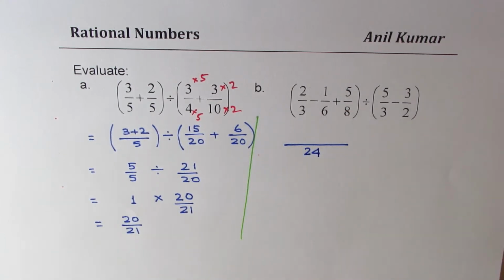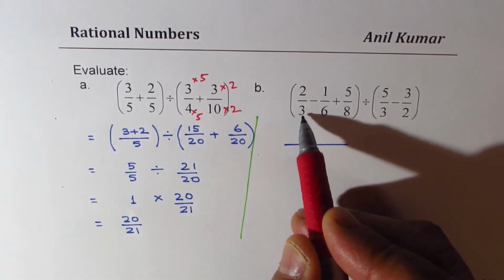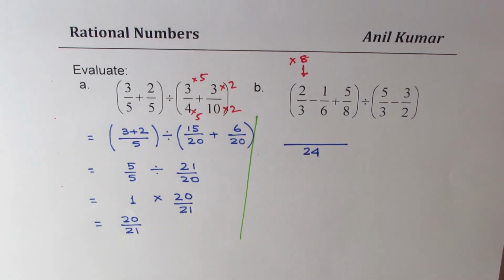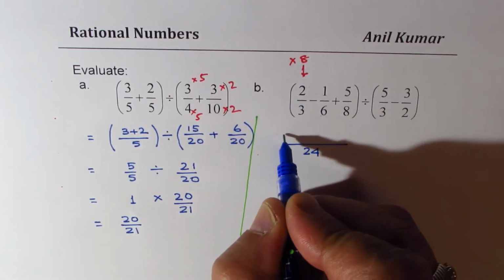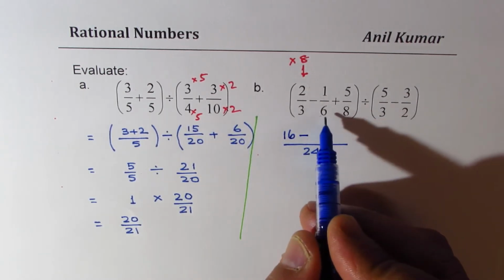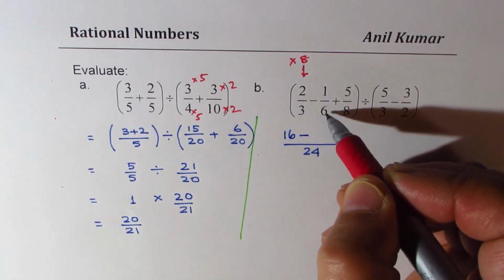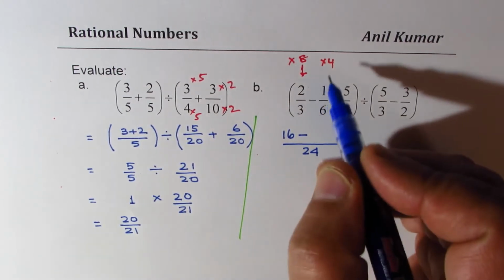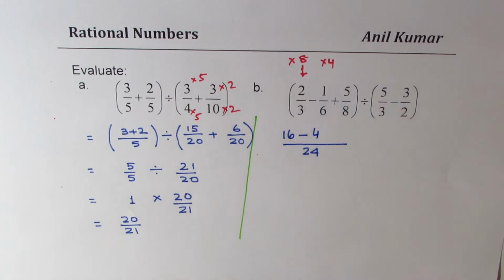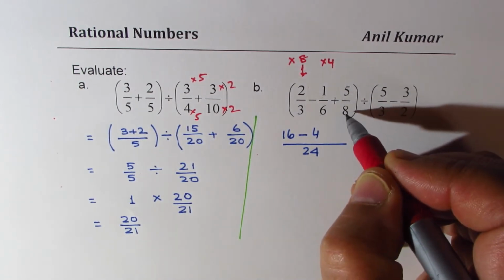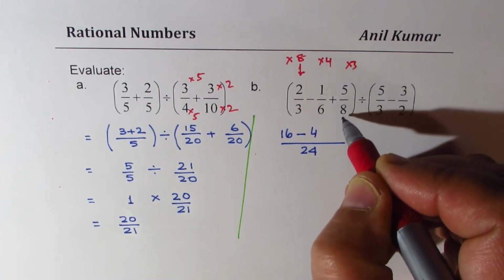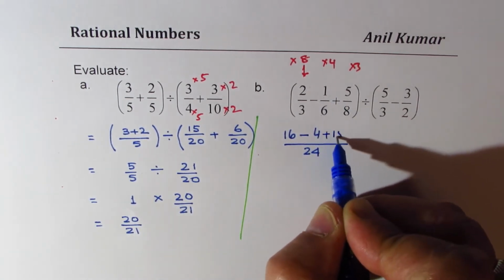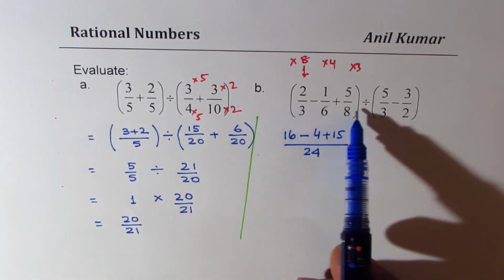Now to get to 24, what should I multiply 3 with? 3 should be times 8, right? So the first term should be multiplied by 8. So if I do that, we get 8 times 2 as 16, correct? Minus 6, this should be multiplied by what? 6 to get 24 is times 4, right? So we have to multiply both by 4. So 4 times 1 gives us 4. And here we have to multiply 8 by 3, right? So times 3 to get 24. So what we get here is plus 15, right? Plus 15.